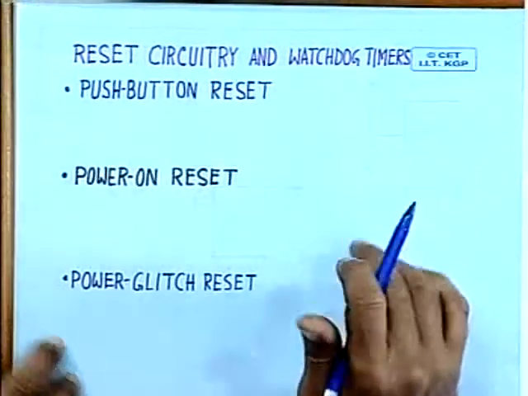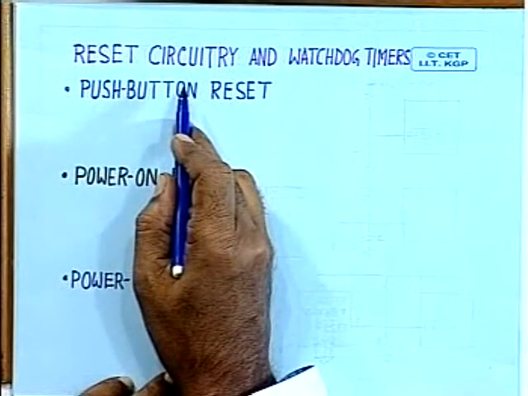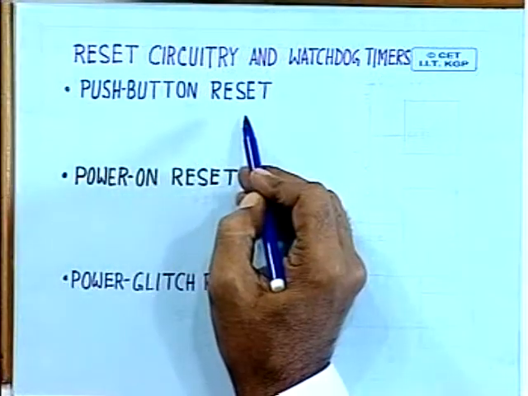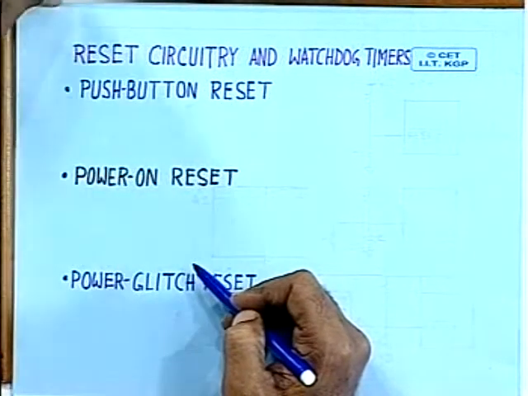Next is reset circuitry, which needs very immediate attention in case of microcontrollers. The reset circuitry is important because microcontrollers are used for embedded applications. There is no user. In case of general purpose computers, the user or the programmer is sitting in front of it. If something goes wrong, they can reset the processor, which cannot be done in case of microcontrollers. So you have to use a reset circuitry. Let us see what the various options are.